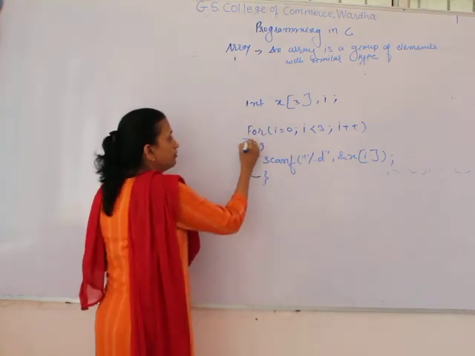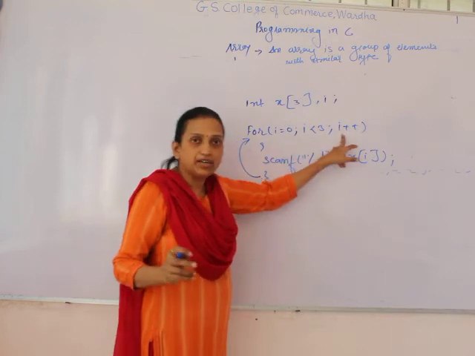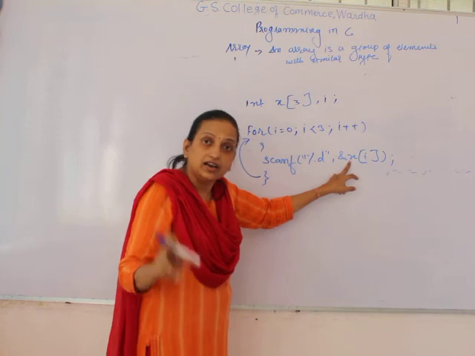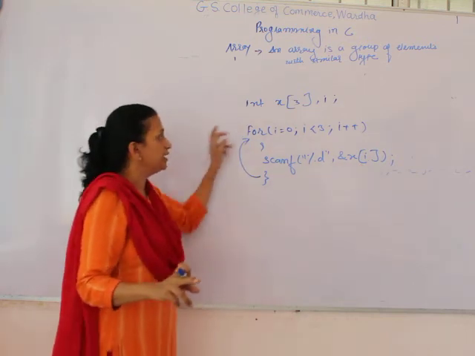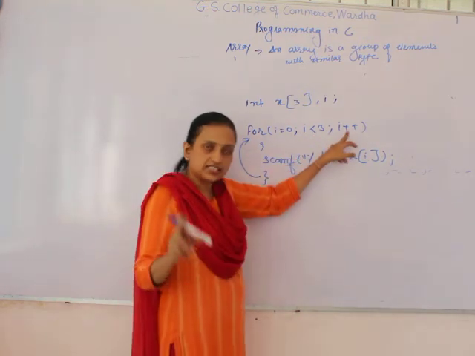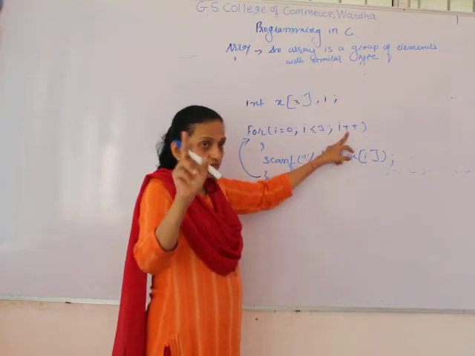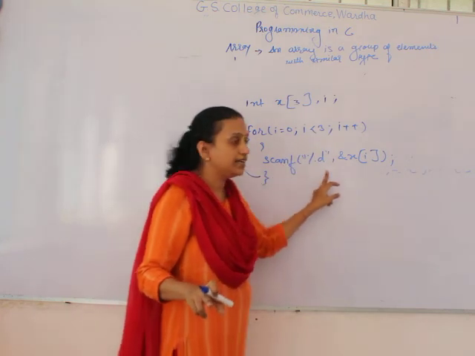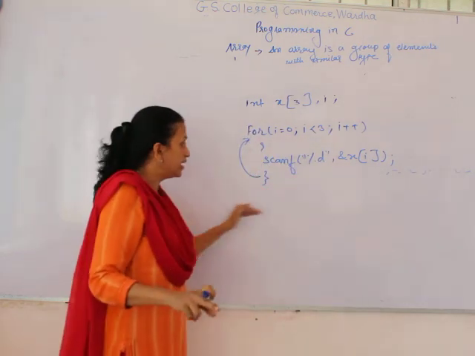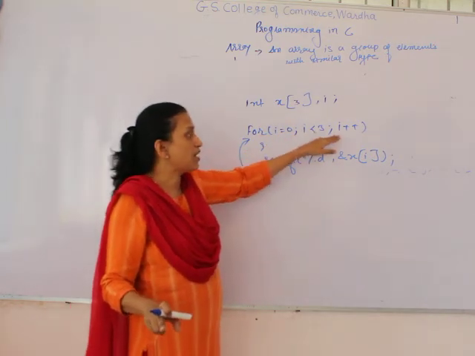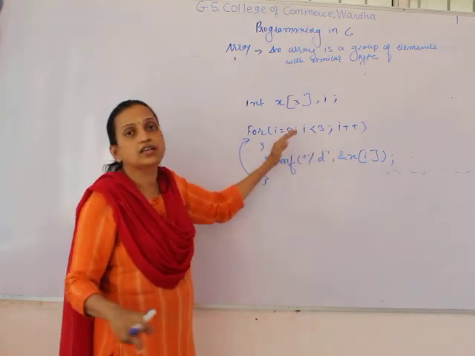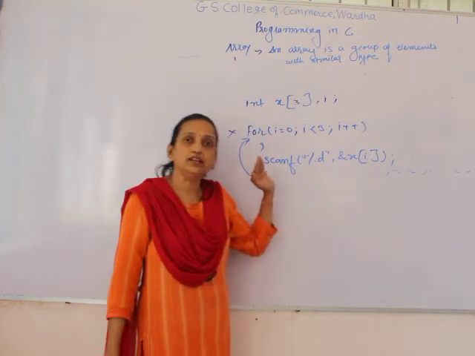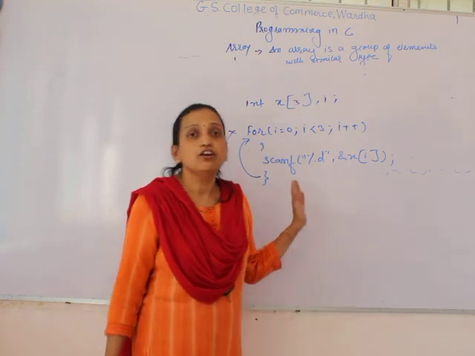Then the control of the program passes to check the condition. It updates the value, that is 1. 1 is less than 3, condition true. Then it will read the value for x1. Again it passes to check the condition, first the increment, so i becomes 2. 2 is less than 3, yes. Then it will read the value for x2. Then again it passes to check the condition. Now i becomes 3. 3 is less than 3? No. The condition becomes false and the loop terminates. So in this way you can read the values by using a for loop.